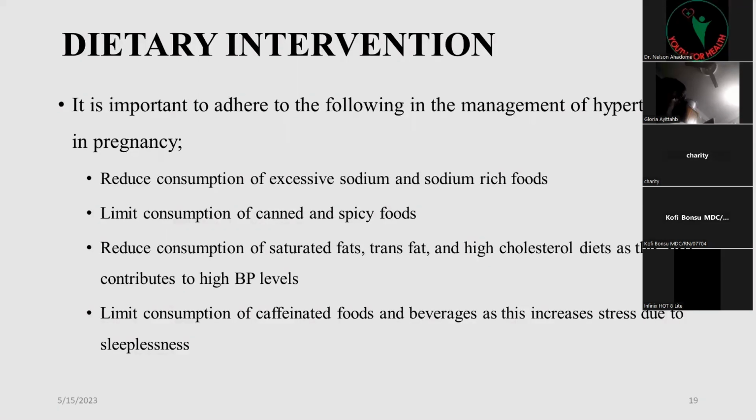But then some of the important things that we can adhere to help us prevent high blood pressure in pregnancy, or also manage high blood pressure in pregnancy, that is when we have it, is first of all by reducing the consumption of excessive sodium and sodium-rich foods.